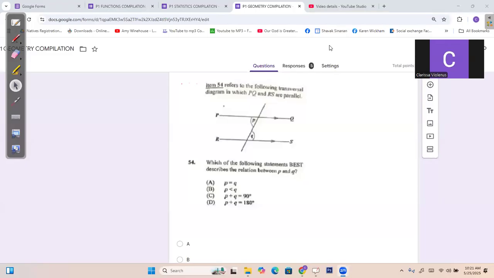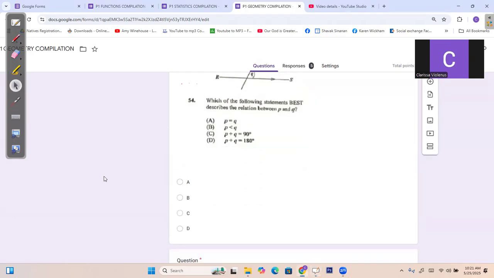All right, so this quiz is all about the last questions, which is geometry. Okay, so we have here the Z, and they want to know what happened in between these two. These two are the alternate angles because they are in the Z. So if P is equal to Q, that's A.